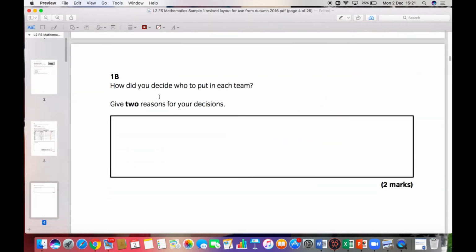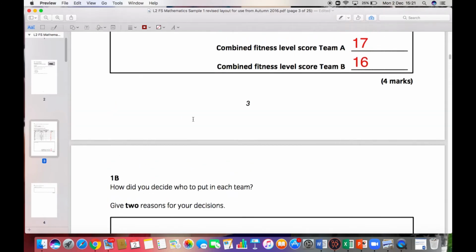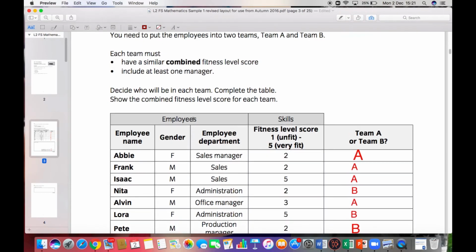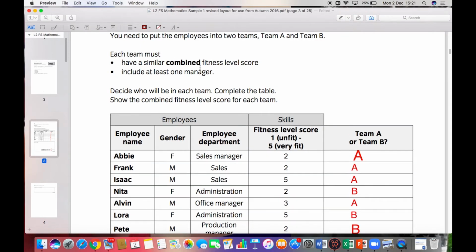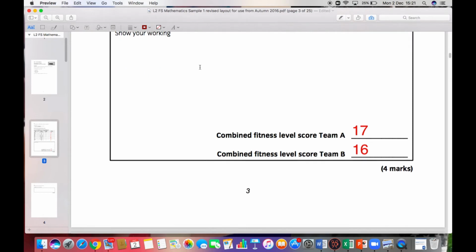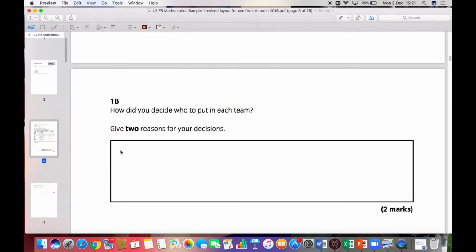It says here, how did you decide who to put in each team? Now, it's not really your decision because it's told you why you've had to put them in those teams. So that is all you're going to say. You've put them in that team because they had a similar combined fitness level, and because you needed a manager in each one. And that's what you're going to say.